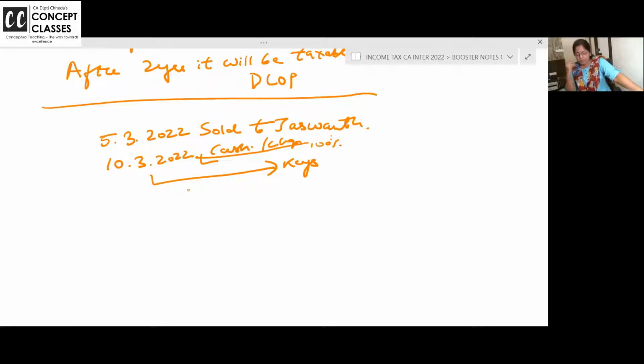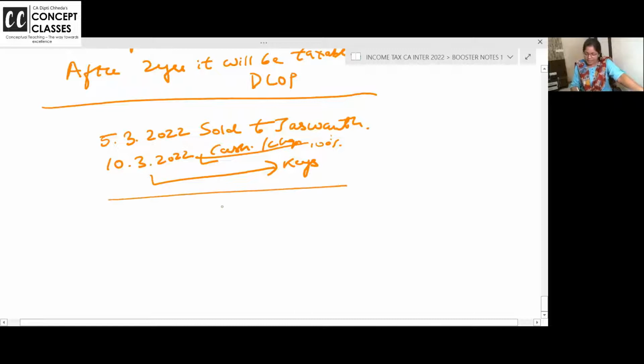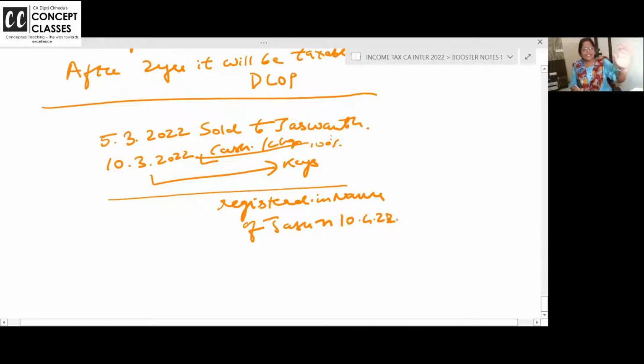And what is happening is that because of the paperwork, finally in the registrar's office, this property got registered in the name of Jaswant on 10th of April 2022. On 10th of April 2022, the property was registered in Jaswant's name. Till then I was the legal owner. But you all have studied, dear students, the Sale of Goods Act in the foundation.